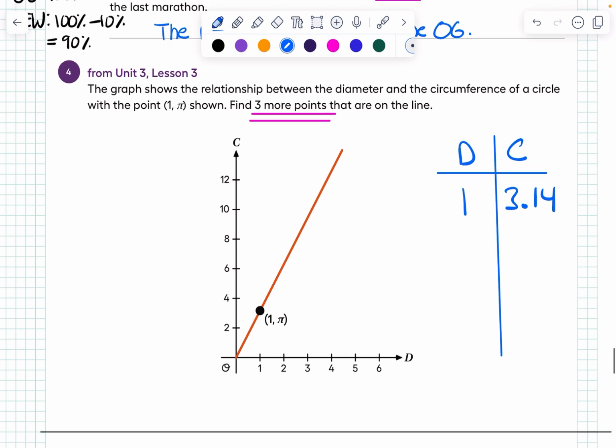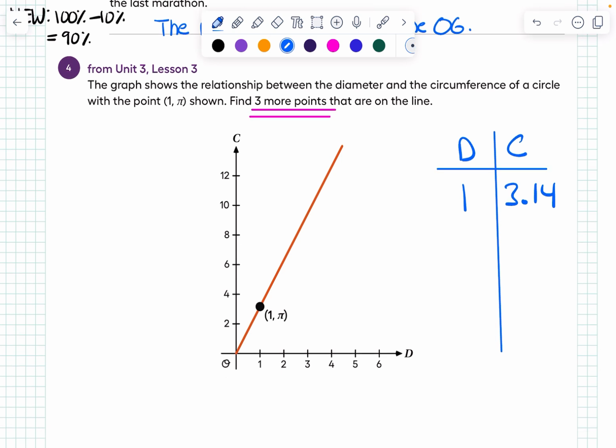Number 4, the graph shows the relationship between the diameter and the circumference of a circle with the point 1, pi shown. Find 3 more points that are on the line. All right, ladies and gentlemen, this is a proportional graph. Why is it a proportional graph? Because it's passing through 0 and it's a straight line. As you can see, this point here is on the graph, but it's kind of a fraction. I don't really know what it would be.